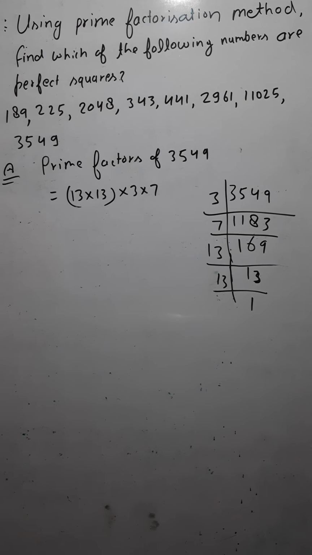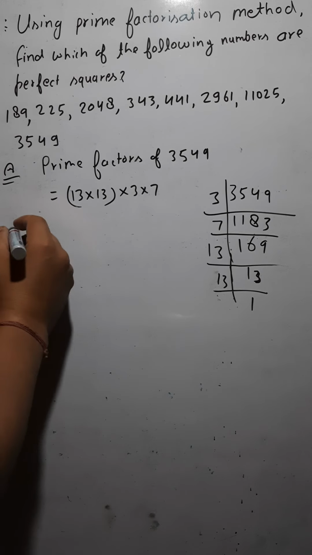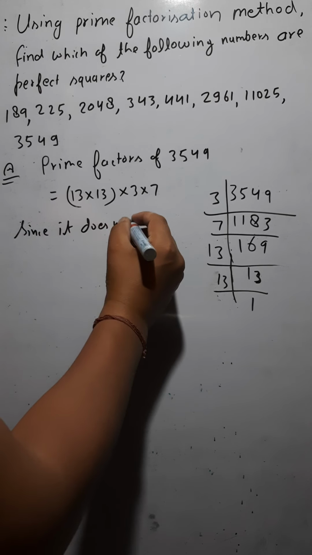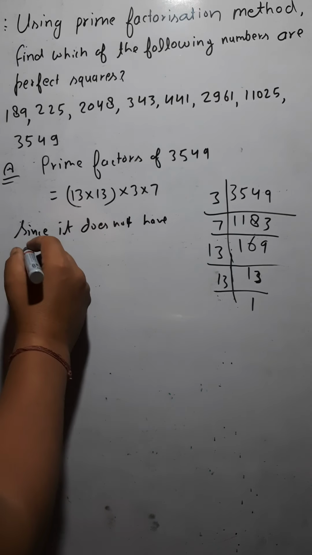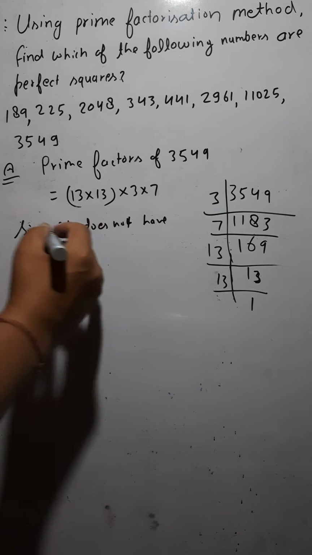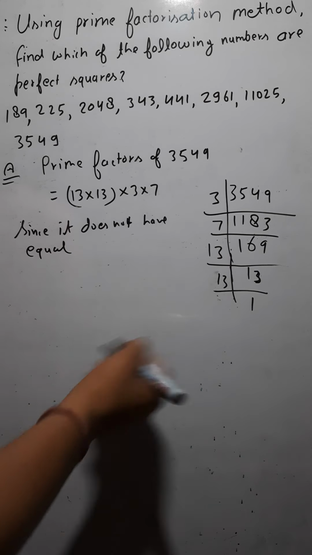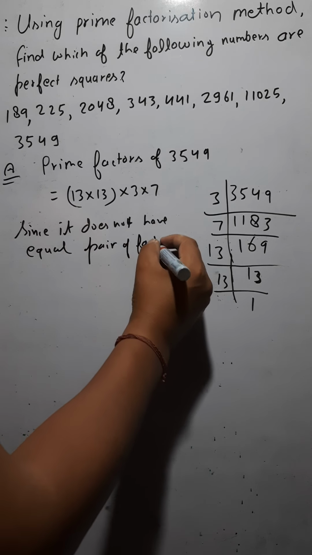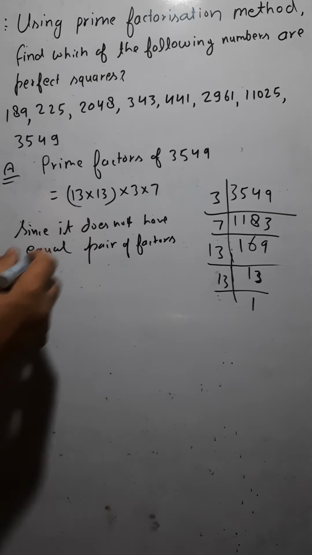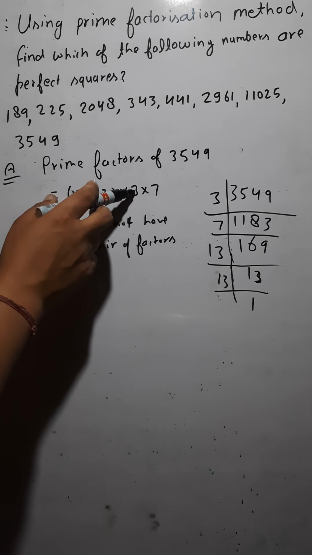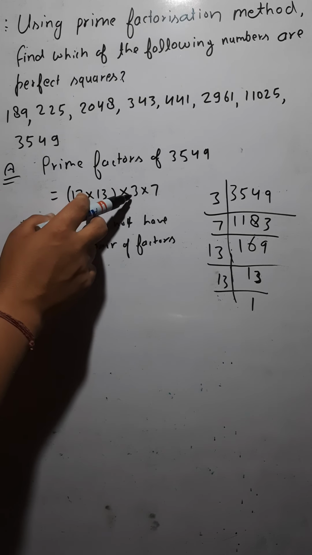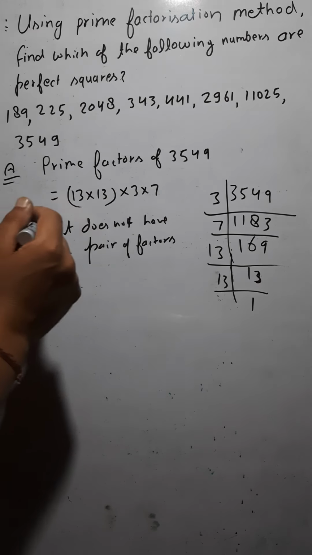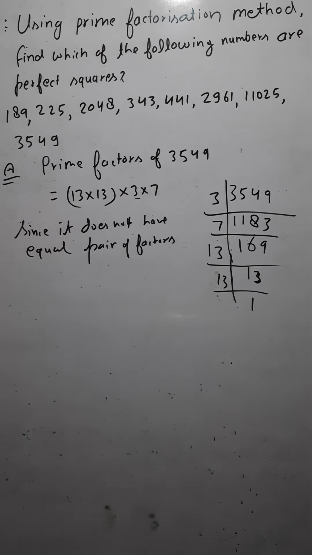So you would write here, since it does not have equal pairs of factors. Here you have the pair of 13, but you do not have the pair of 3 here. It should have been 3 multiply 3 here, but it is not there. It should have been 7 multiply 7 also, but it is not there. So we do not have the pair for 3 and 7.